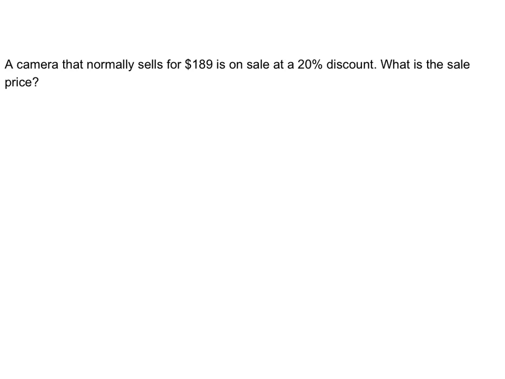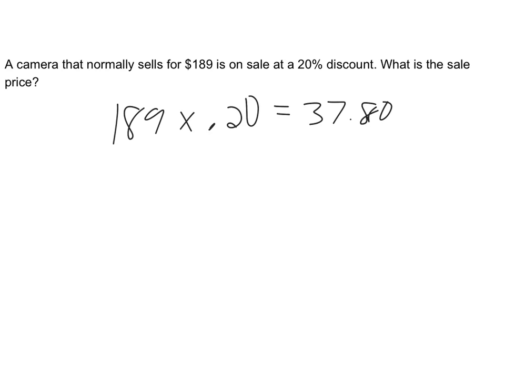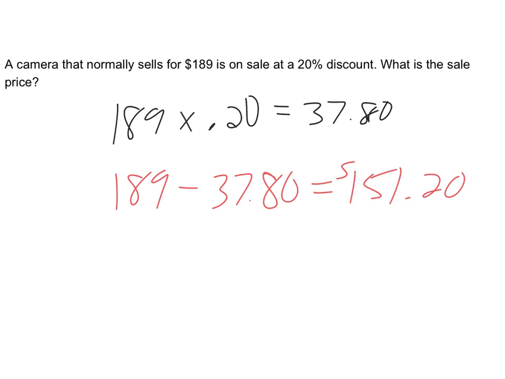So now we have a camera that normally sells for $189 and is on sale at a 20% discount. We're still going to multiply it by the 20% written as a decimal, and we're going to get that it is a discount of $37.80. Now, since it's a discount, we're going to subtract that $37.80 from the original price. So $189 minus $37.80. We get the sale price of $151.20.